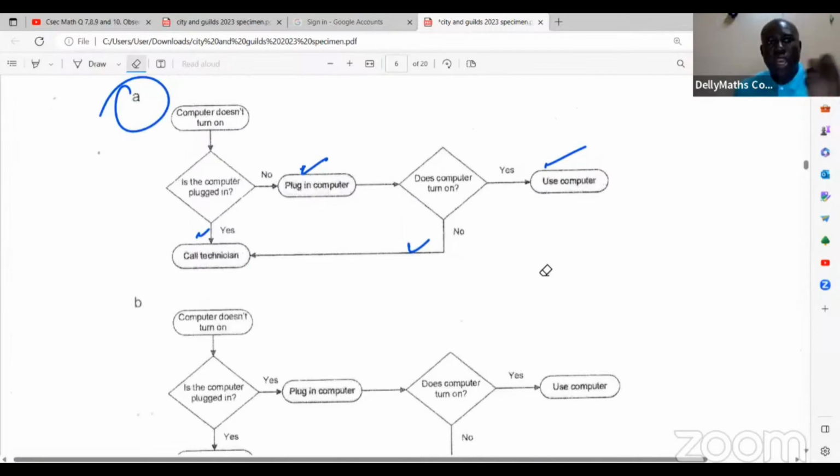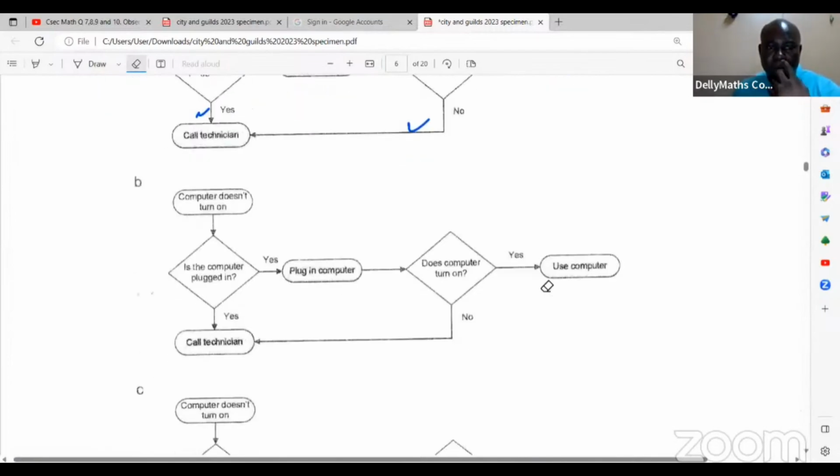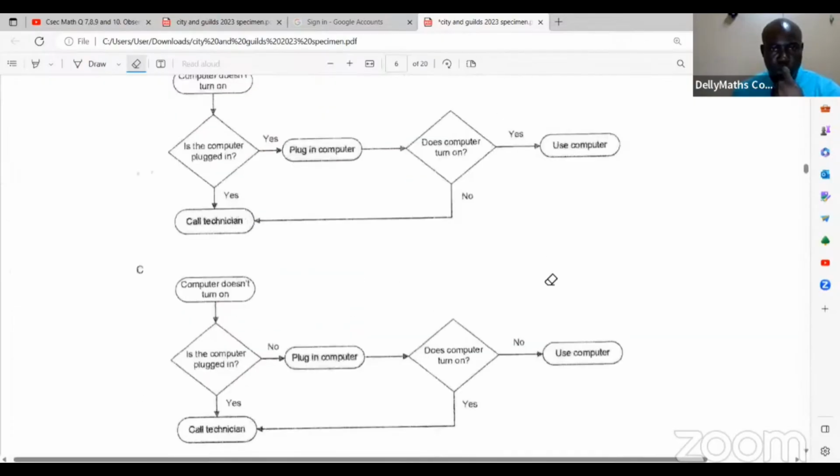All right. So A is the correct response there. I'm not going to read the rest because A sounds good. All right, let's go.